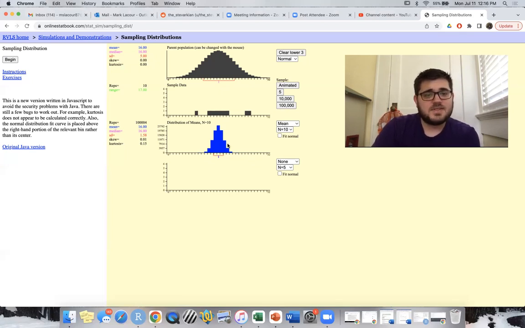The interesting thing about the sampling distribution is it's going to approach being normally distributed itself, regardless of what the parent distribution looks like. But in this case, with a small sample of 10, you don't see this. But let's say the parent distribution is heavily skewed. You can make it really skewed here.